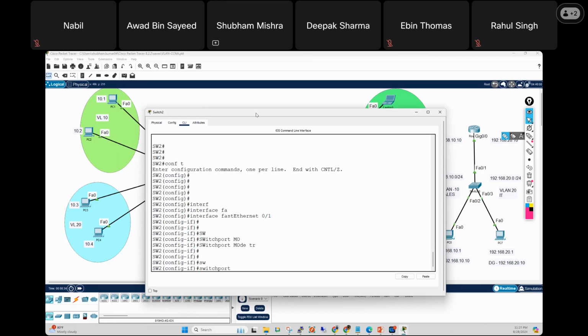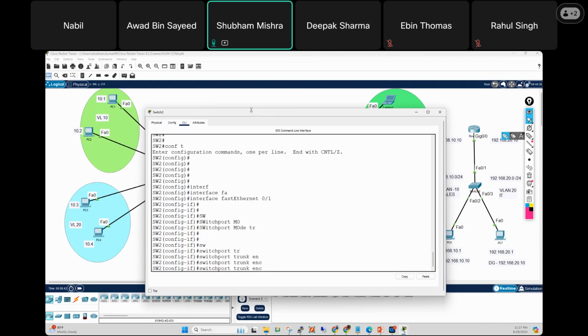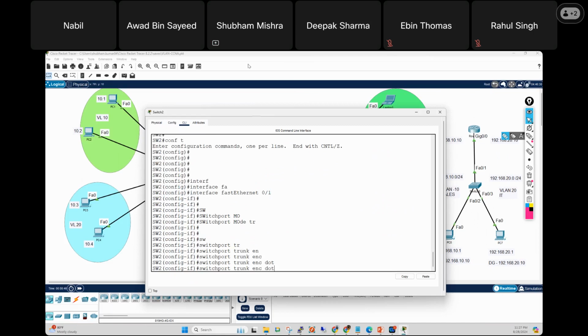I don't think Packet Tracer will support it, but I am writing the command. This is the command: switchport trunk encapsulation, and then you write .1q. In Packet Tracer it is not working, but in GNS3 you can try. This is the command. Clear?